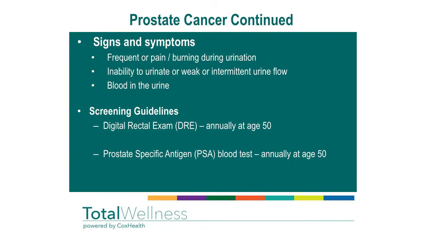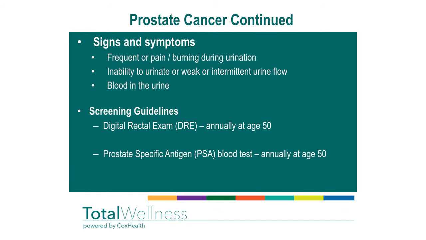Screening guidelines. This is one that I really harp on for men because there's two different things that need to happen, and they both need to happen to properly be checked for prostate cancer. Not one or the other, but both. And the first one is to have that digital rectal exam with your physician starting annually at age 50. It's not pleasant, but it needs to be done.